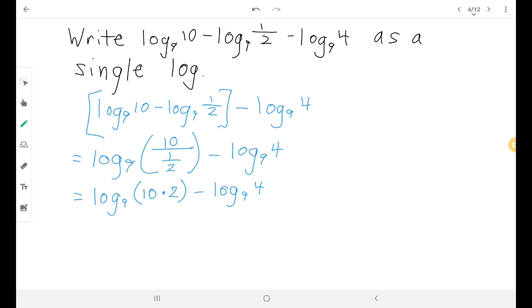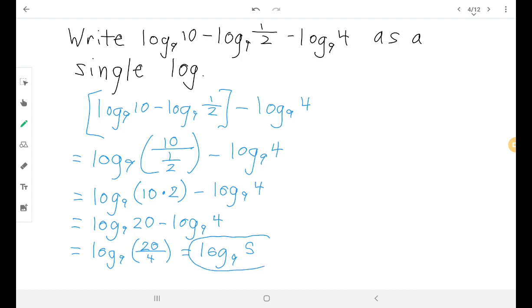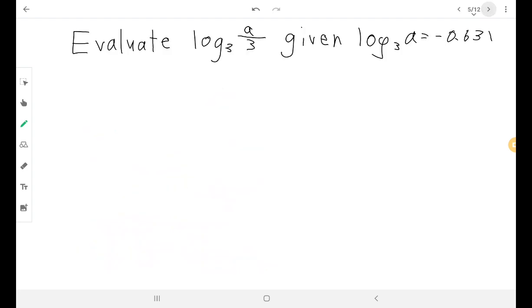So then this is log base 9 of 20 minus log base 9 of 4, and this again condenses into division. So it's log base 9 of 20 divided by 4, which is 5. So log base 9 of 5 is our condensed answer. I'll give you a moment to look at that. And let's move on to the next problem.